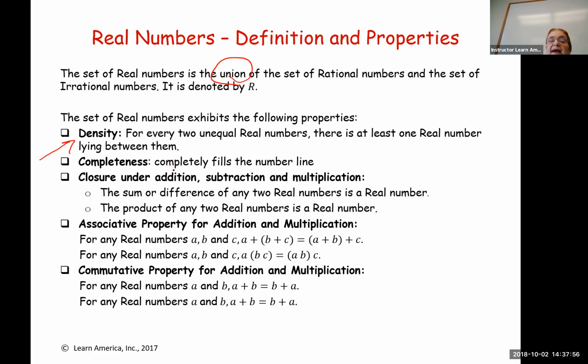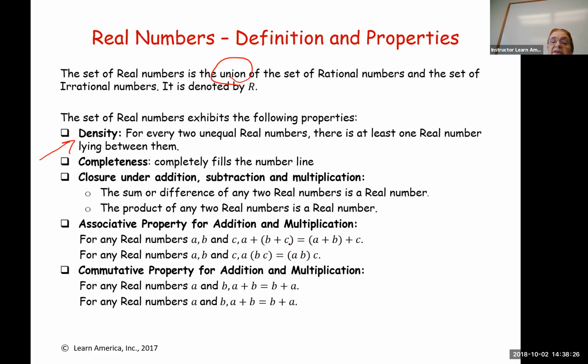The real numbers have a property we call completeness. They completely fill the number line, meaning once the real numbers are on the number line, there's no place to put anything else. Any other number that exists, like complex numbers, we have to deal with in a whole other way. They can't go on the number line. The real numbers are closed under the operations of addition, subtraction, and multiplication, meaning that the sum or difference of real numbers is a real number, and the product of any two real numbers is a real number.